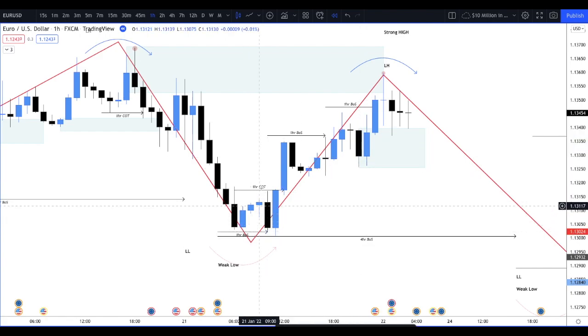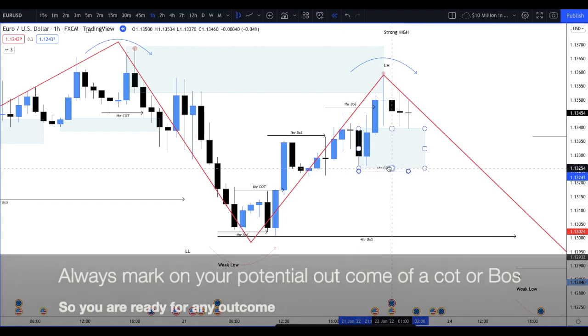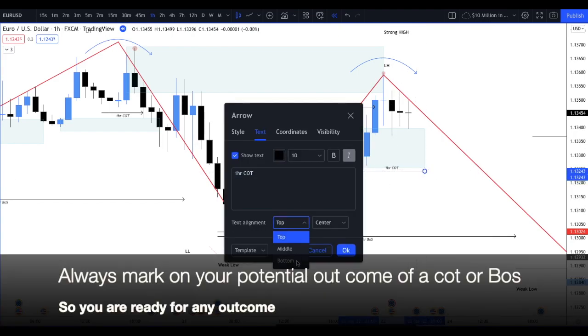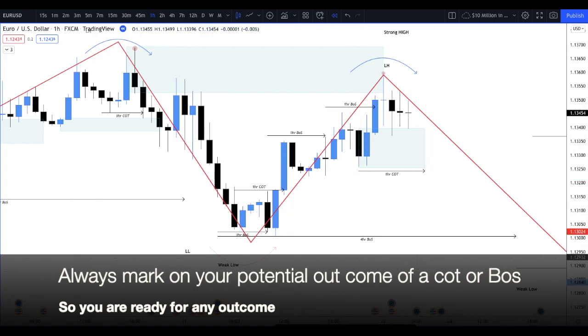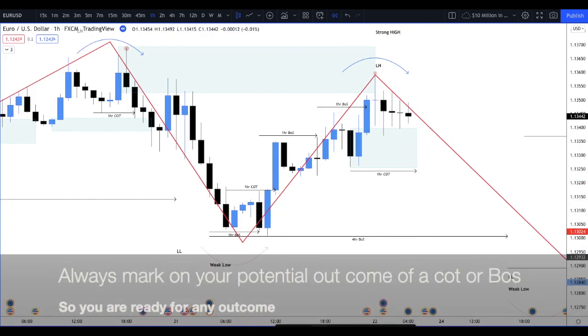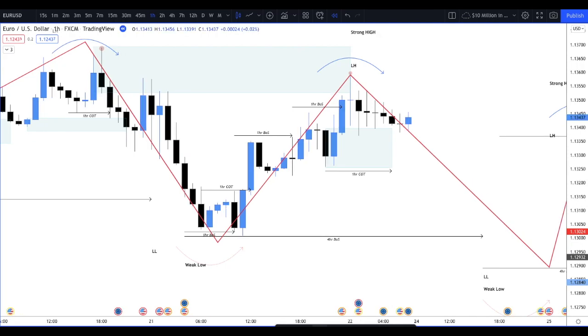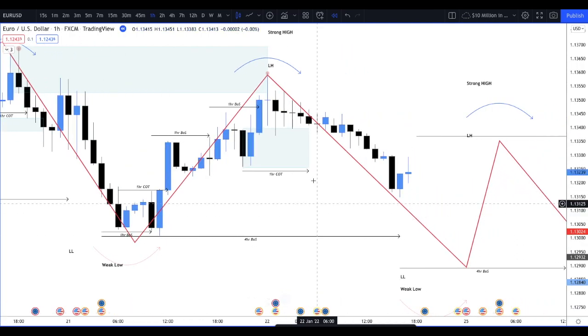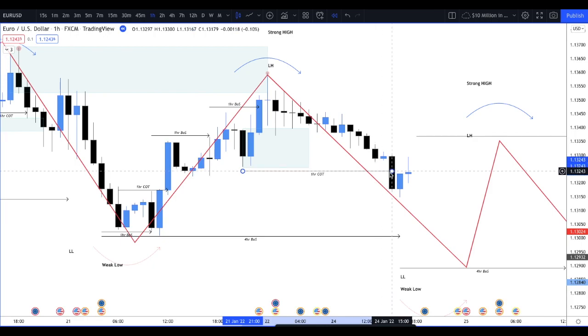Where's our next 1 hour change of trend at the minute? Down the bottom here. So you can always prepare, always have these marked on, ready to go. We're expecting a 1 hour change of trend down here. That's our last low. Just trickling. And it just tips over. All right, so we've had a 1 hour change of trend.